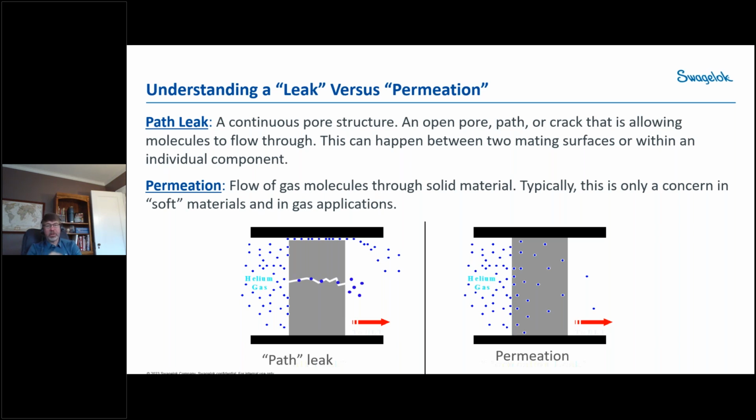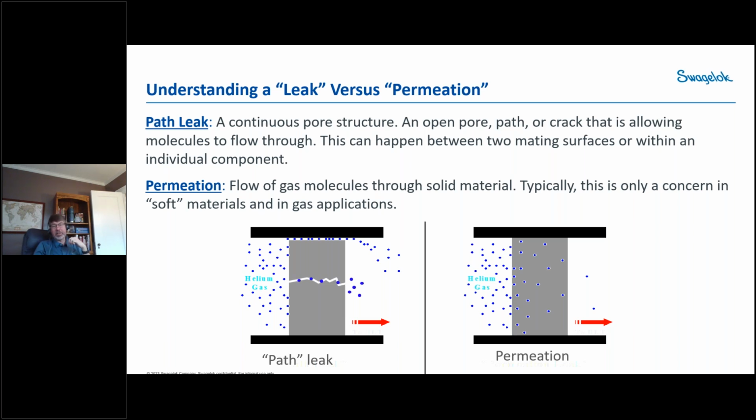It's a continuous pore structure. In other words, it's a continuous gap in the seal between the two components that is intended to make a seal between. So what I'm showing in the path leak picture is two types of path leaks. One is where the seal is not pressed against the mating surface well enough, so there's a gap, and those molecules are flowing through that gap to the other side. The other is when the actual seal itself is cracked, and so there is a gap or a continuous pore structure from one side to the other, and molecules flow through the seal. These can be solved through different sealing forces, and we'll talk about that a bit.